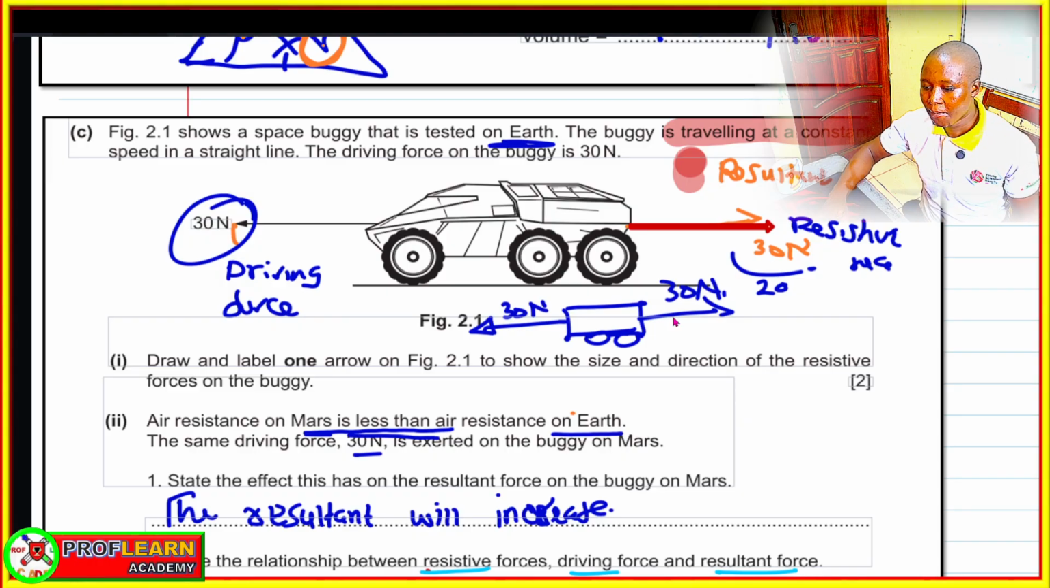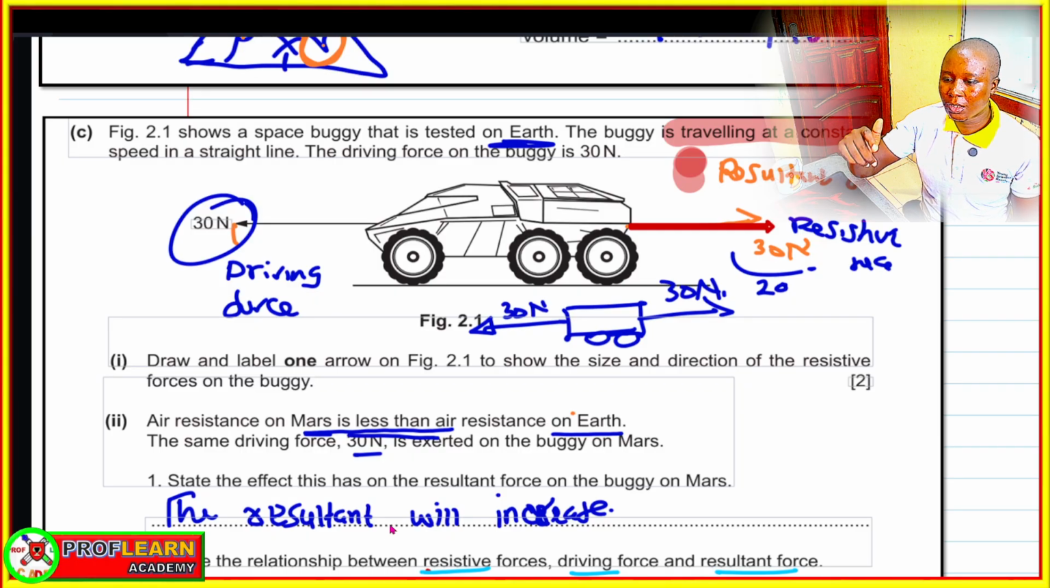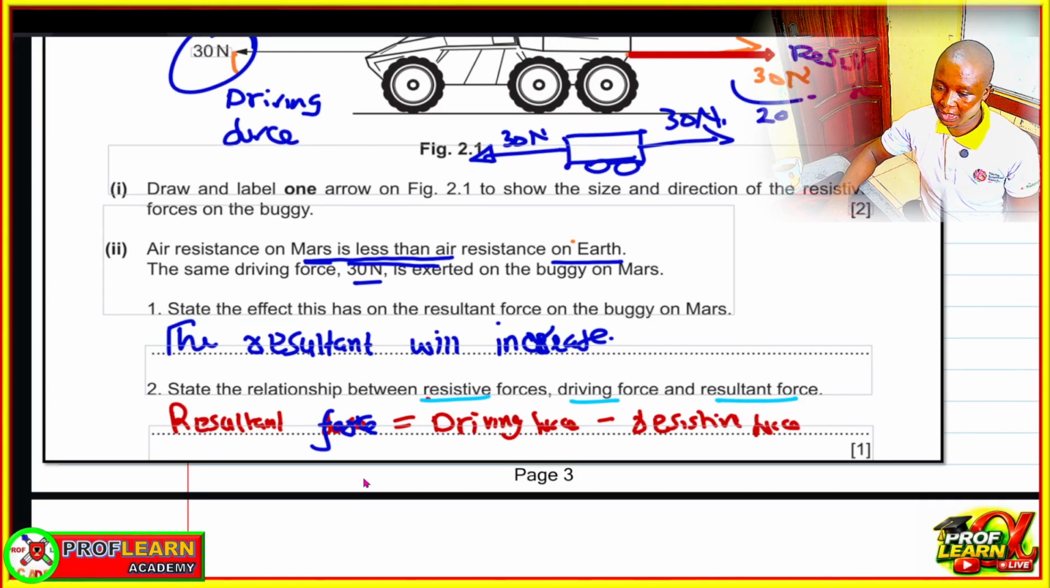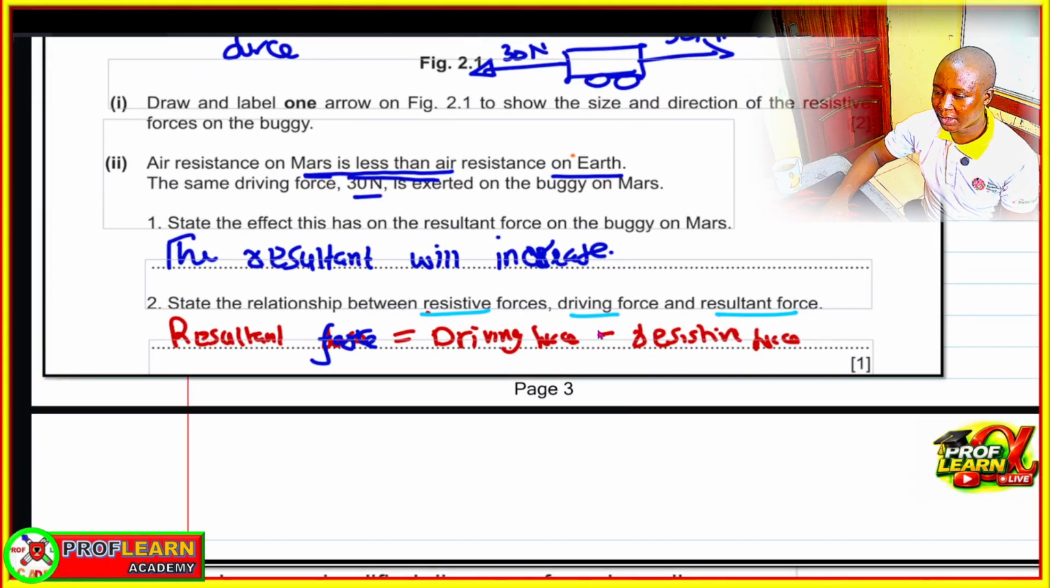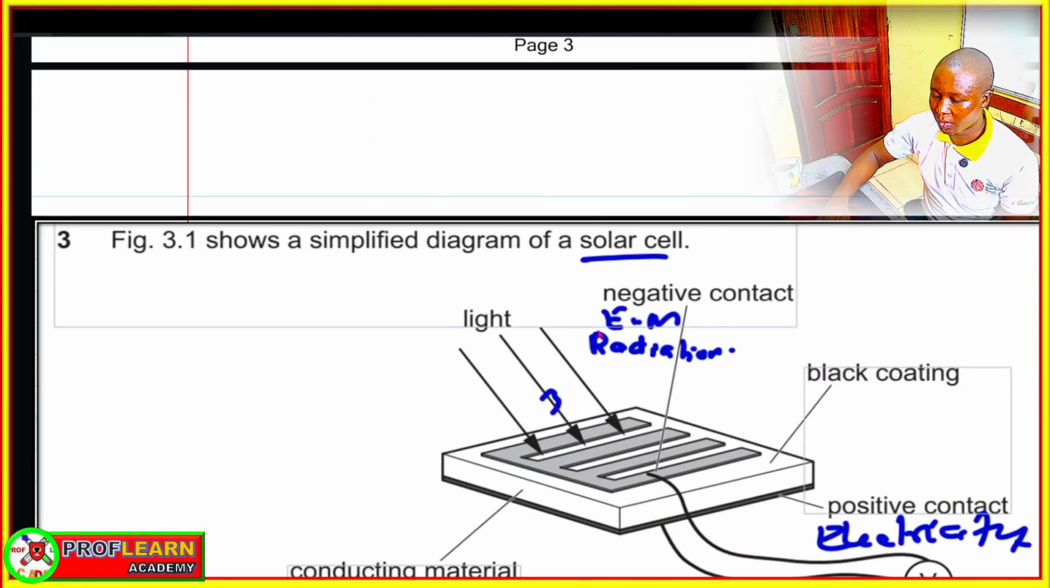So we're going to say this will result in an increase in the resultant force, and this is going to make this bag move, accelerate forward, because there's a forward resultant force. It states the relationship between resistive force, driving force, and resultant force. So resistive force acts backward, driving force acts forward. To find the resultant force, it will be driving force minus the resistive force. And that is exactly what you're going to do in that particular question.